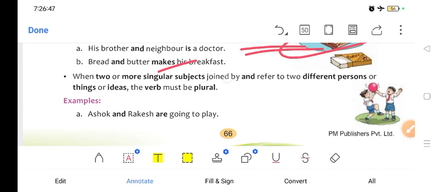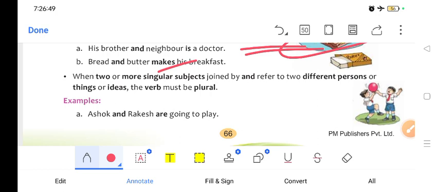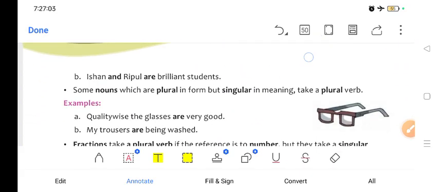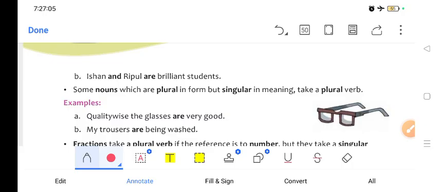When two or more singular subjects joined by 'and' refer to different persons, things or ideas, the verb must be plural. Understood? Like Ashok and Rakesh, they are plural subjects, so we will put a plural verb here. Next, Ishan and Ripul are brilliant students, so they are a plural subject. We will put a plural verb here.